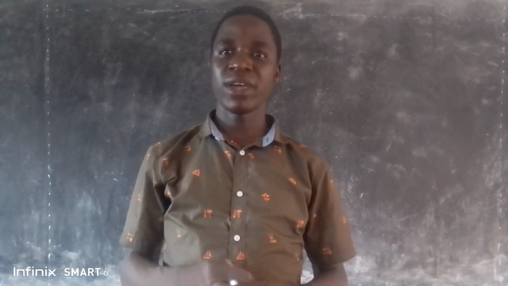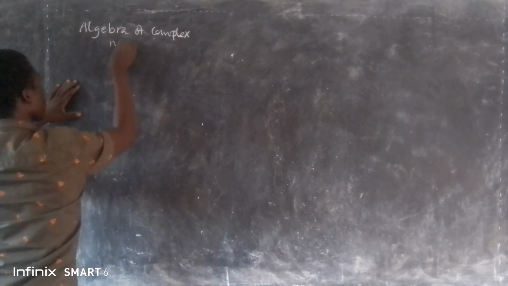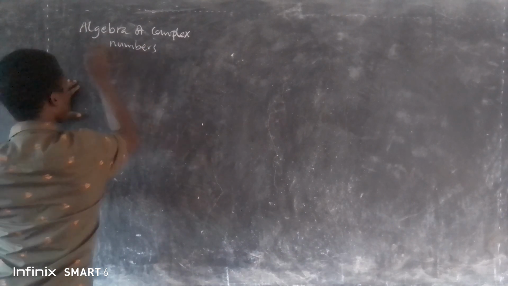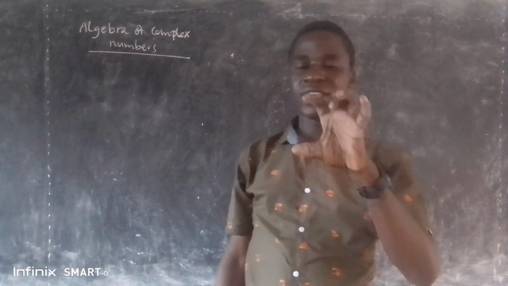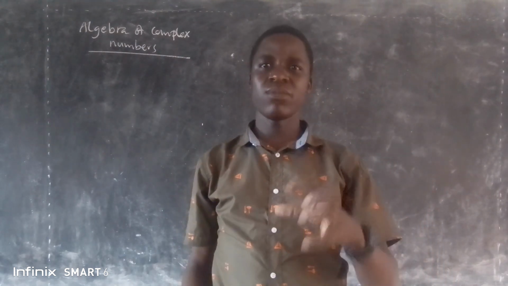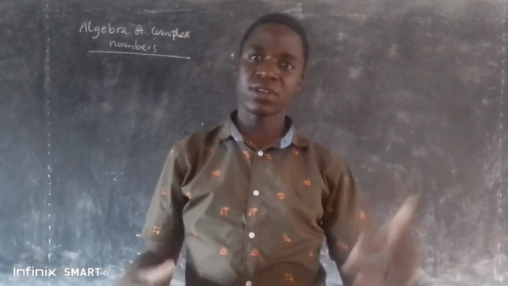Today we are still looking at complex numbers, but the part that we are interested in today is the algebra of complex numbers. So what do we mean by that? Let us first write the heading, algebra. We are looking at the algebra of complex numbers. Last time I told you that we shall be looking at addition, subtraction, multiplication, and division. So let us begin with addition.